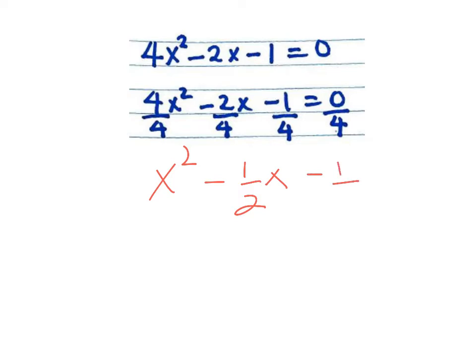Minus 1/4 equals, now 0 divided by 4 is 0. 0 divided by anything is 0, just like 0 times anything is 0. So it's going to remain 0 on the right side.